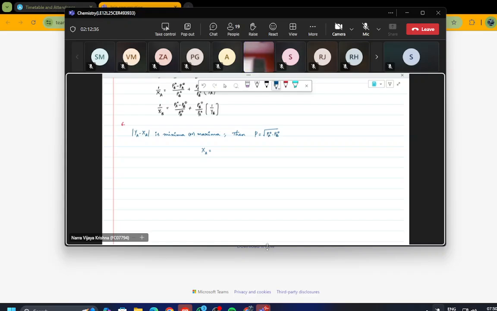Minimum. Sir, then why you have taken maxima? That also will. If difference between liquid and vapor of A is minimum, means what about difference between liquid and vapor of B?